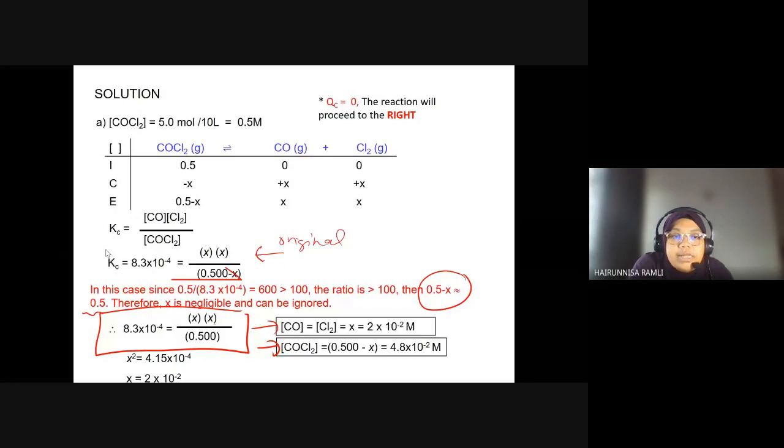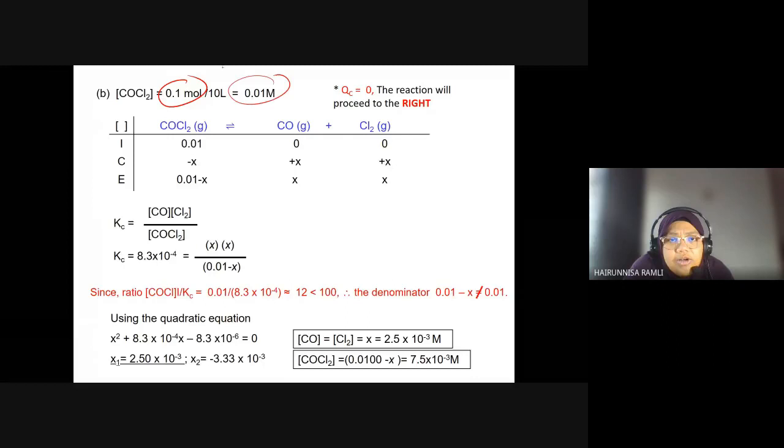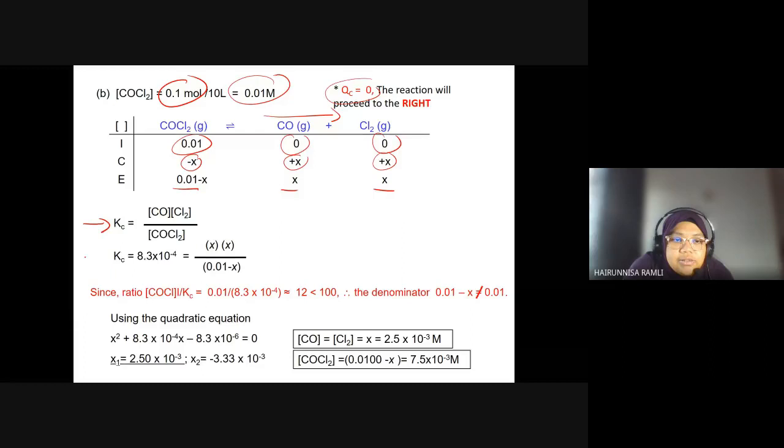B pula, mole dia is 0.1. If you divide by 10 liter, okay, this is the concentration. Okay, 0.01. Again, sini 0, 0. Of course, QC dia 0. So, dia akan proceed to the right. So, that's why change will become negative X on the left side and then positive X on the right side. Okay, you tulis balik macam sama lah dekat equilibrium eh, sama je. And then this is the KC expression. So KC, yang beza dia kat sini 0.01, right?